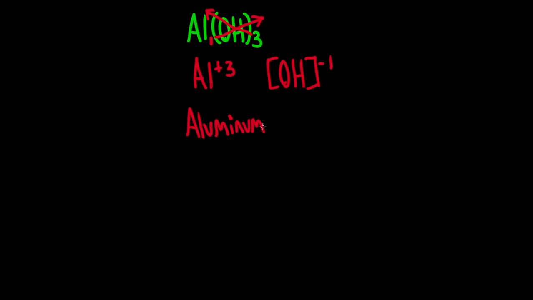It's in group 3. It wants to give up 3 electrons, and when it does give up those 3 electrons to meet the octet rule, it's going to have a plus 3 charge, alright, since it doesn't give up its protons in the process. And my OH, as I've seen in this chapter, is going to have my -1 charge, so I'm going to call this aluminum hydroxide. Alright, and that's it for hydroxide salts.